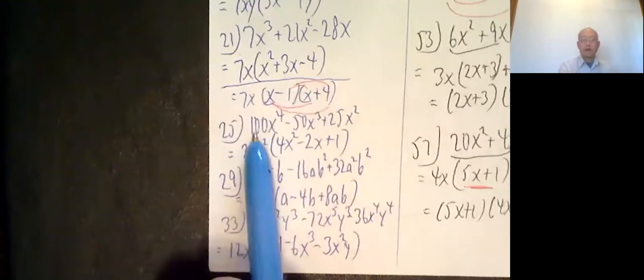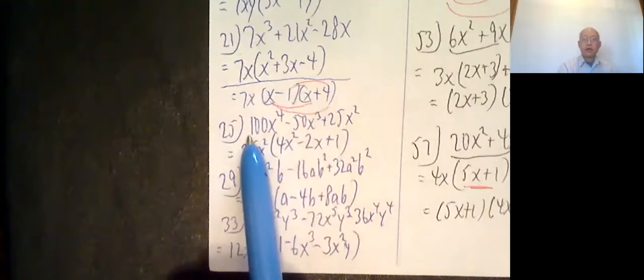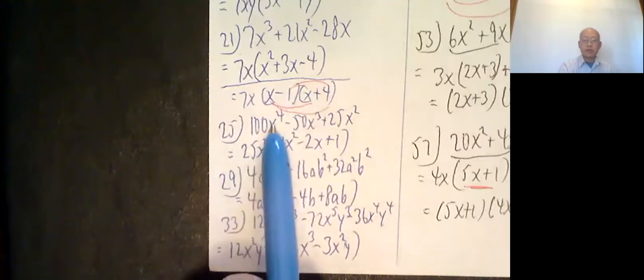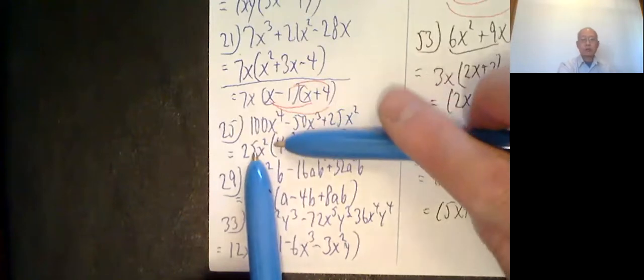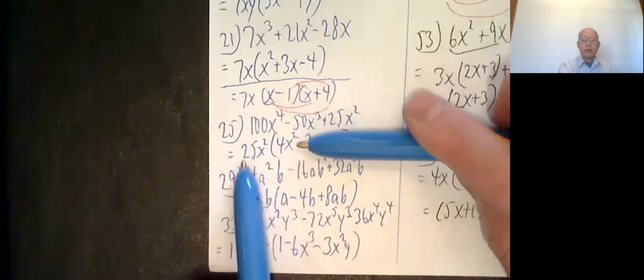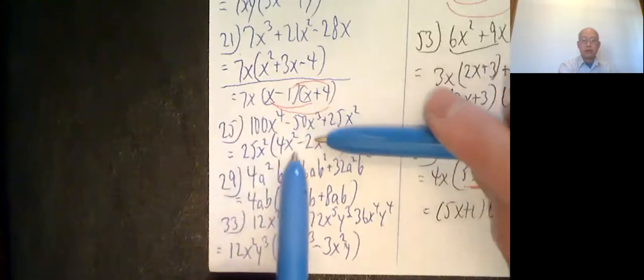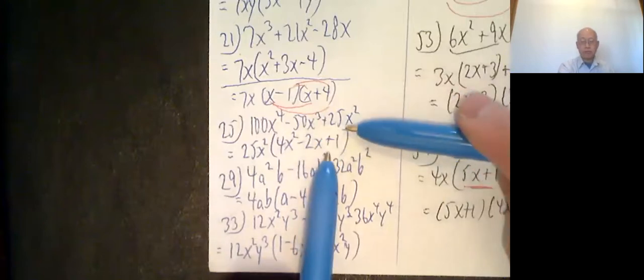25, 100x to the fourth minus 50x cubed plus 25x squared. 100, 50, and 25: you can take out 25. X to the 4, 3, and 2, so they all have an x squared. And then what do you multiply this by to get that back? 4x squared. How do you go from there to there? Minus 2x. How do you go from 25x squared to 25x squared? Plus 1.